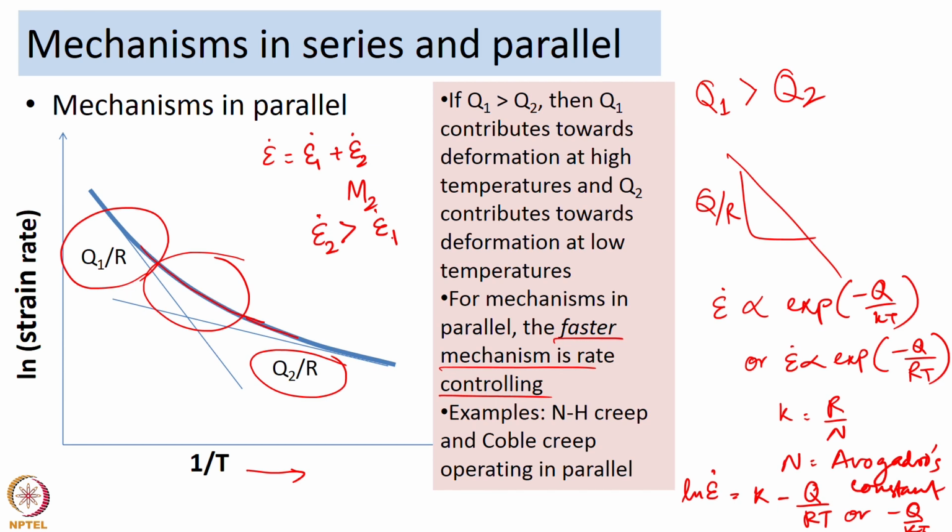An example of mechanisms in parallel is Nabarro-Herring creep and Coble creep. These are two mechanisms which can operate in parallel, and as you know, at very low temperatures you have Q equal to QGB. So, that is why Coble creep is rate controlling, and at high temperatures Q is equal to QL. So, Nabarro-Herring is rate controlling, and at intermediate temperatures you can have contributions from both. So, that was about mechanisms in parallel.